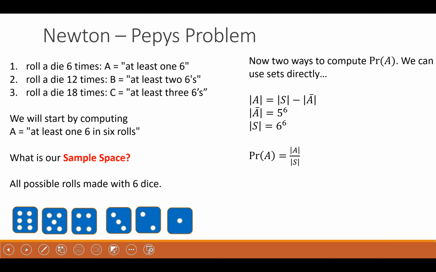Right? So A complement is 5 to the power 6. My sample space is 6 to the power 6. So my probability of A is the size of A over the size of S, which is 6 to the power 6 minus 5 to the power 6 by the complement rule, over 6 to the power 6. And I can rewrite that as 1 minus 5 to the power 6 over 6 to the power 6. So I use the complement rule of sets. But of course, we have an equivalent complement rule of probability. But questions on this?